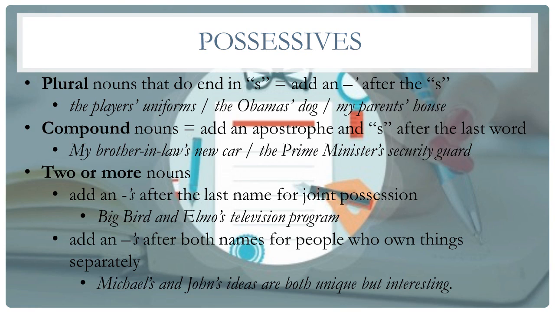So: Michael's and John's ideas are both unique but interesting. In this sentence, it is clear that their ideas are not the same, so they are not owning the ideas jointly. Rather, they both have separate ideas, so we put the apostrophe S after each one of the names.